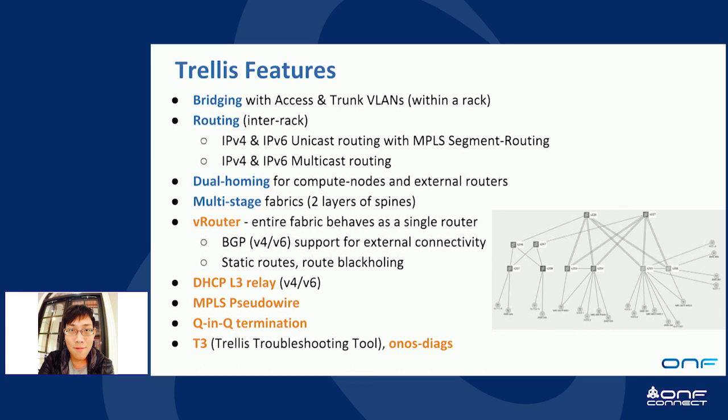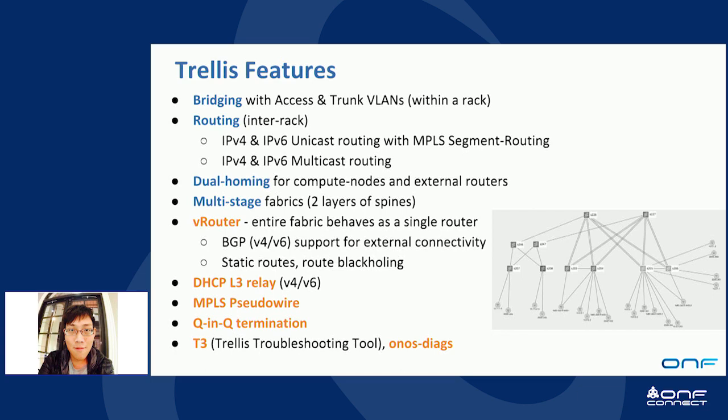So you may notice that I use 2 different colors in the slides. I'll start with the blue one. The blue ones are the very basic features that you're going to see in almost any other solutions. So basically L2 bridging with access and trunk VLAN support. Trellis uses L2 bridging inside the same rack.